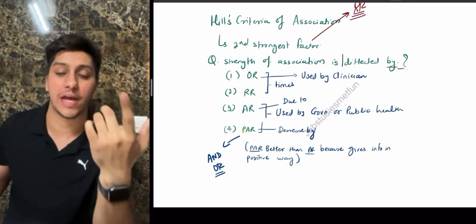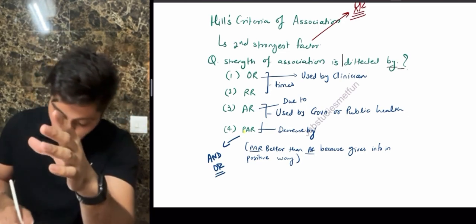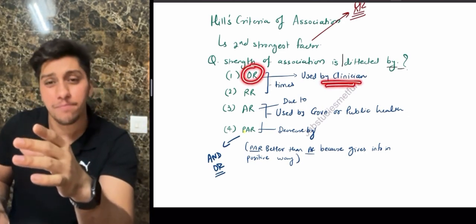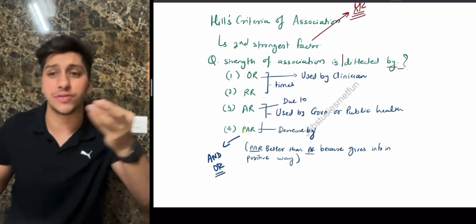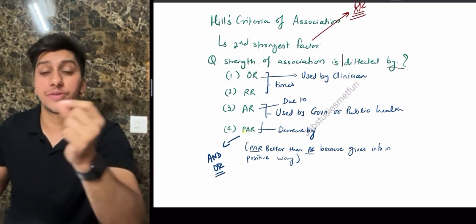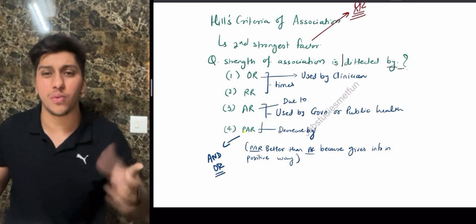It is going to help you with the help of incidence. Now, if you see, usually odds ratio is something which is used by the clinician because we have the disease. Now, we want to find out the risk factor. Okay. Attributable risk. Now, attributable risk, remember what I told you? What is the meaning of attributable risk?